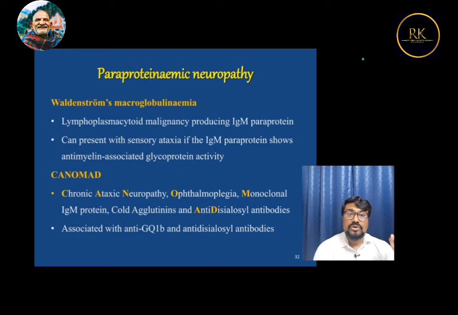Then paraproteinemic neuropathy. The causes include Waldenstrom's macroglobulinemia, a lymphoplasmacytic malignancy producing IgM paraproteins, which can present with sensory ataxia if the IgM paraprotein shows anti-myelin associated glycoprotein activity, leading to neuropathy and sensory ataxia. Then CANOMAD, that is chronic ataxic neuropathy, ophthalmoplegia, monoclonal IgM proteins, cold agglutinins and anti-disialosyl antibodies. These are associated with anti-GQ1b and anti-disialosyl antibodies, which can present with sensory ataxia.